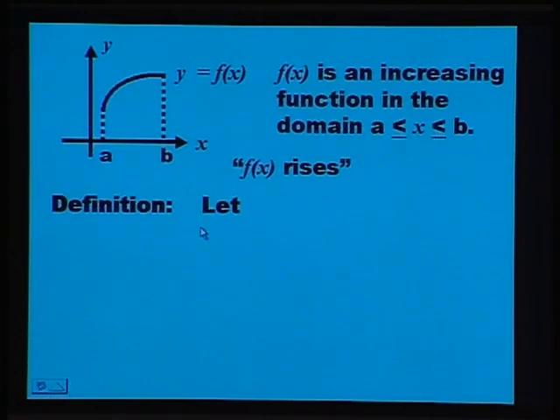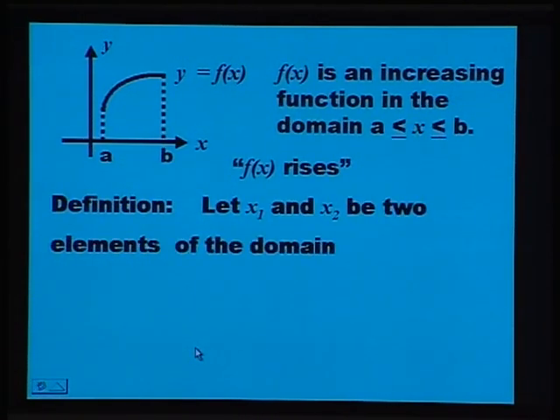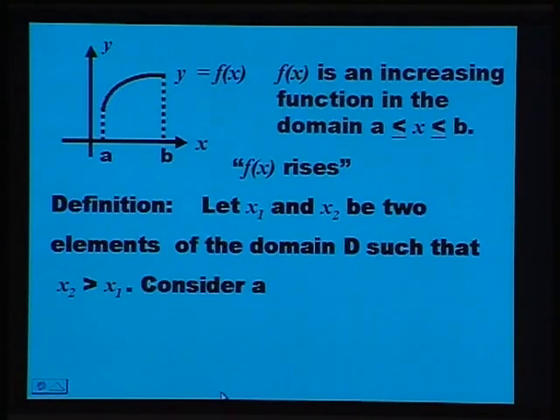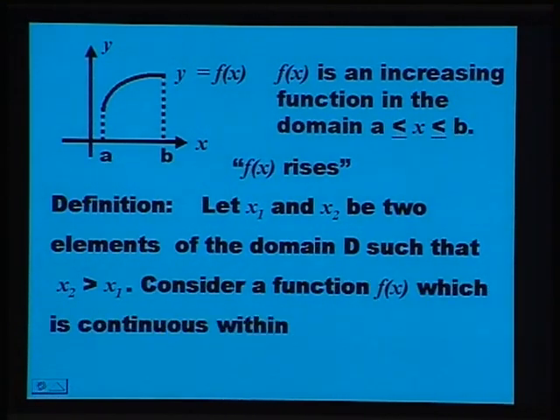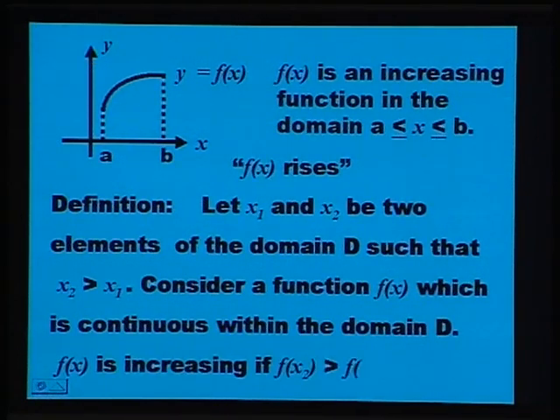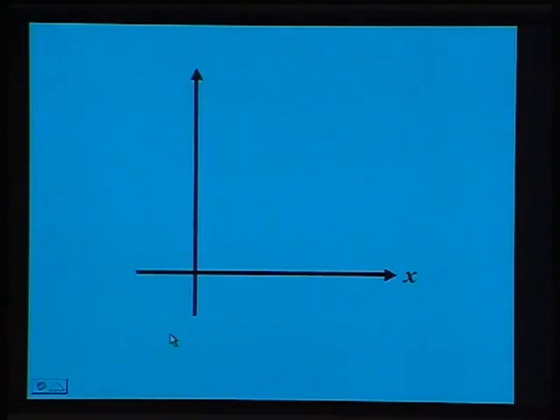Now, let's define increasing function. Let x1 and x2 be two elements of the domain D, such that x2 is greater than x1, and f(x) is continuous in that domain. We will say that f(x) is increasing if f(x2) is greater than f(x1). So, if x2 and x1 are two elements of the domain, f(x2) must be greater than f(x1) for f(x) to be an increasing function. We're going to show it on the graph.